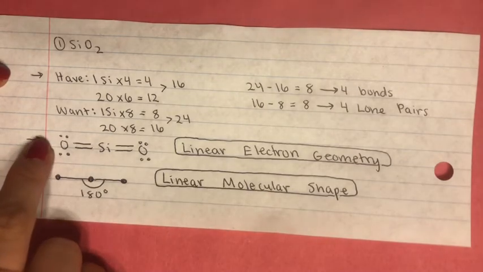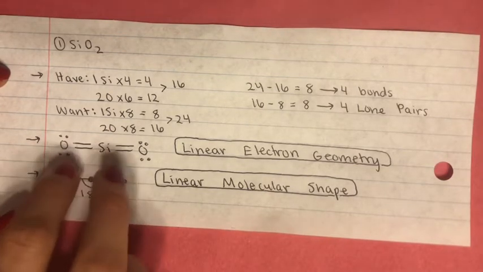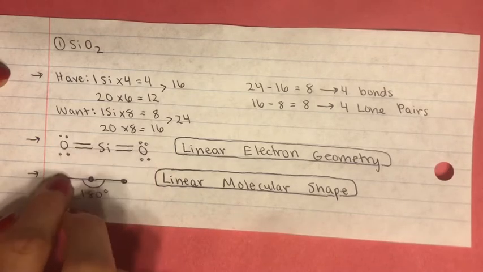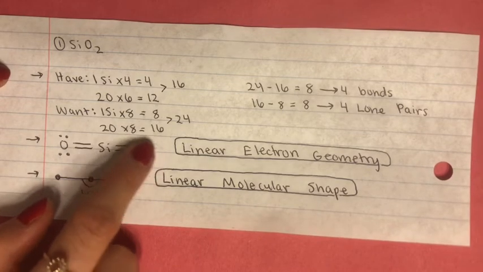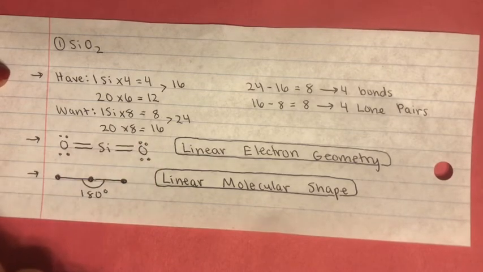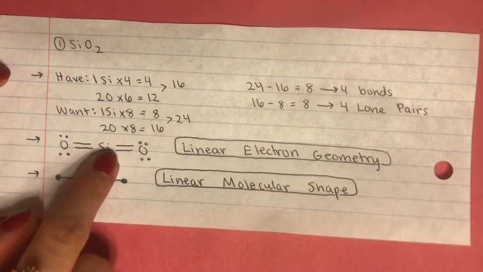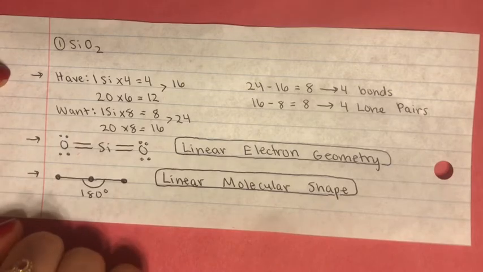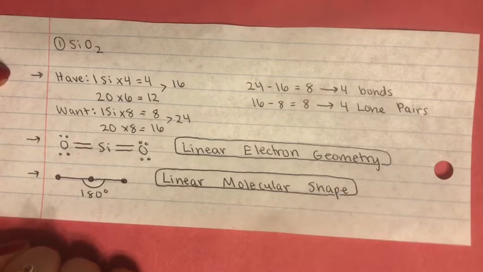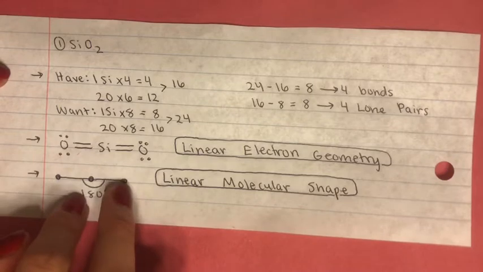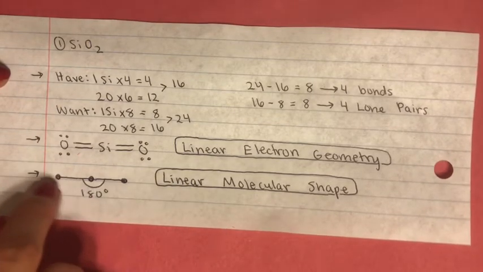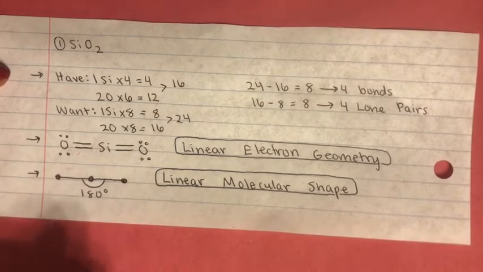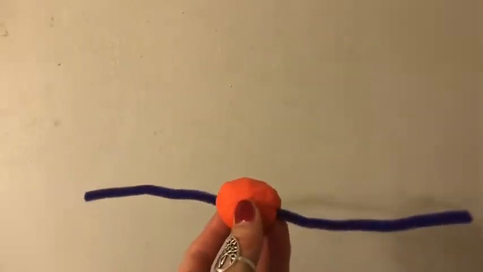Here is the electron geometry. Silicon is in the middle, and both oxygens are on the outside. Both oxygens have 2 lone pairs each, so that it is completely balanced, and each atom has 8 electrons. This electron geometry is linear because there is a center atom and 2 atoms surrounding it. The molecular shape is also going to be linear because there is a center atom and 2 atoms surrounding it. The bond angle is going to be 180 degrees so that the electrons are as far away from each other as possible. It's a three-dimensional version of SiO2.